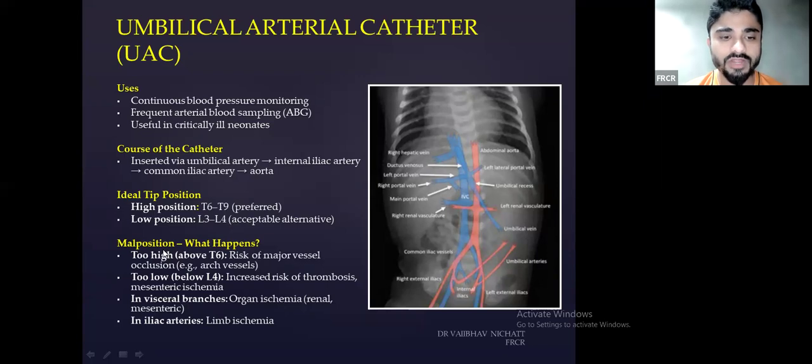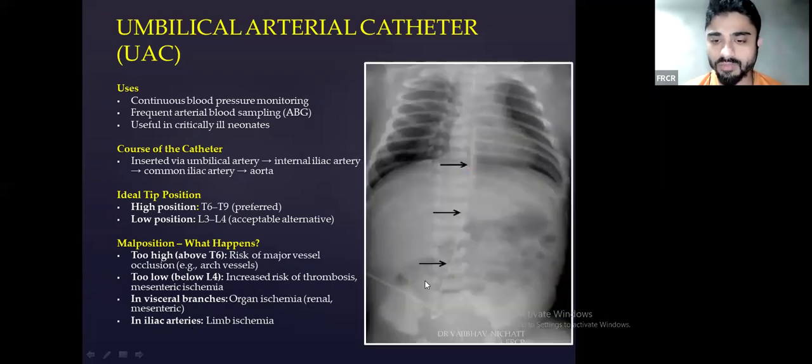Okay. What if it is malpositioned? If it is too high, above the T6 vertebral level, then there is a high risk of major vessel occlusion, such as the subclavian or carotid arteries. If it is too low, below the L4 vertebra, then there will be the bifurcation of the aorta. The tip of the umbilical arterial catheter might lie in the common iliac arteries, so there will be an increased risk of thrombosis. Okay. If it goes into one of the visceral branches, that will cause organ ischemia, especially renal or mesenteric ischemia. And if it is in the iliac arteries, then that will cause limb ischemia.